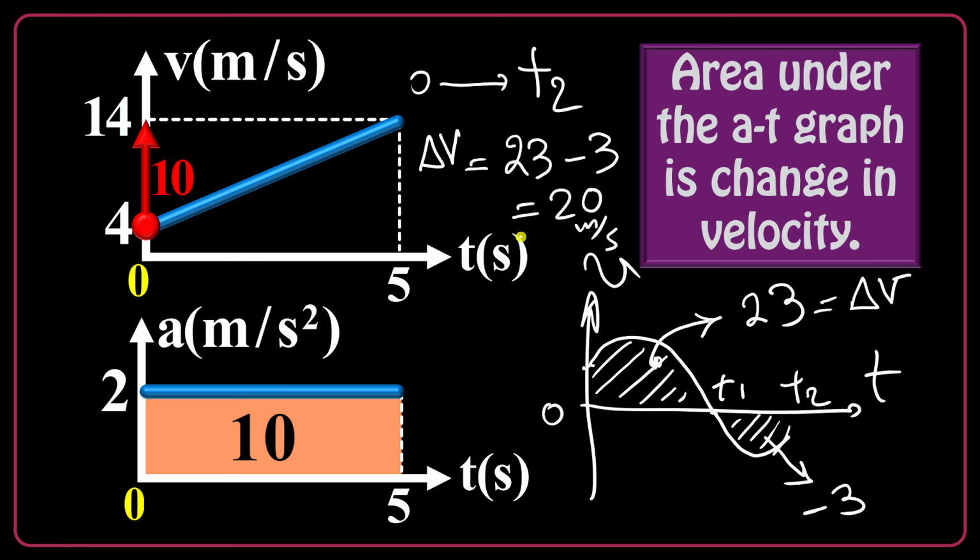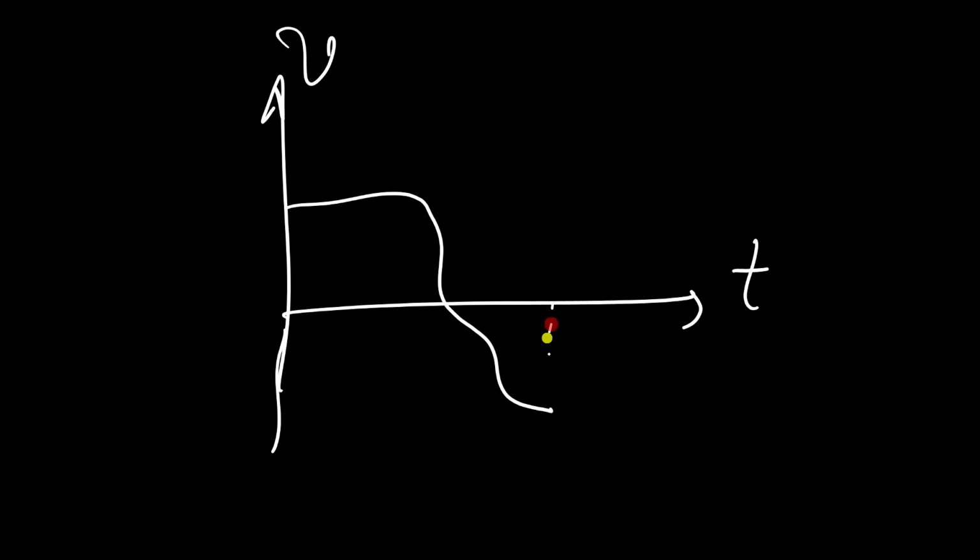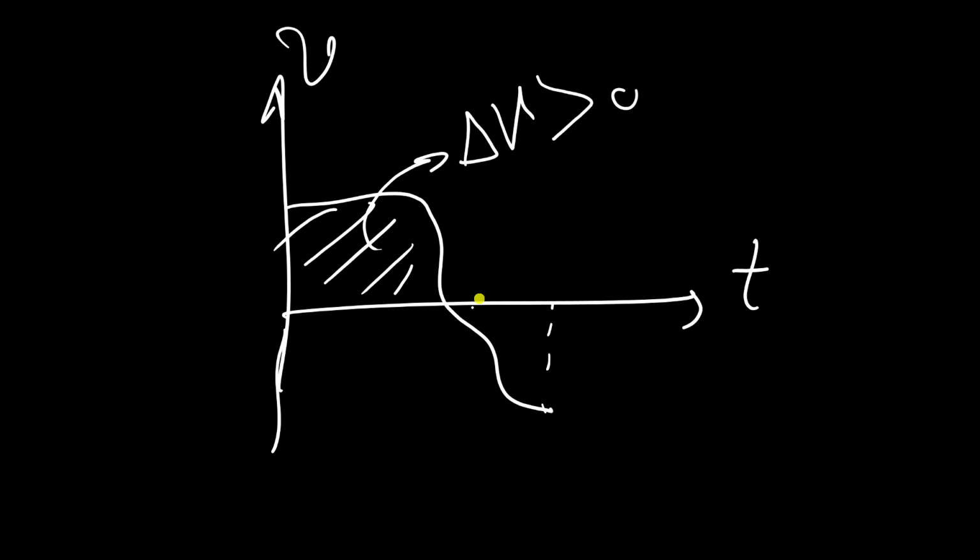It is very important. So in general, the area under the graph is change in velocity. If the graph is given like that, the area above the t-axis indicates positive change in velocity, so delta v is positive, and the area below the t-axis indicates negative change in velocity, so delta v is negative.